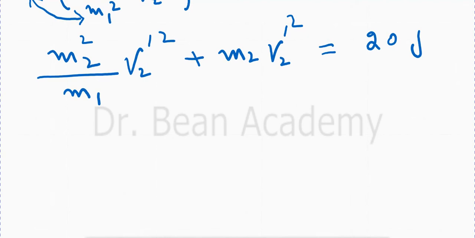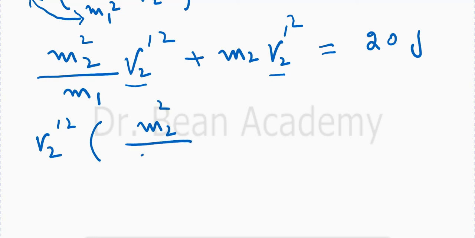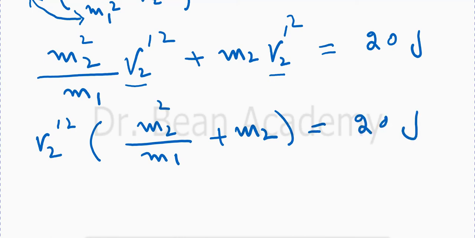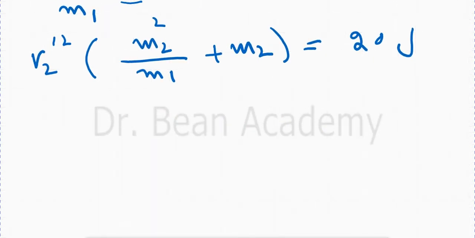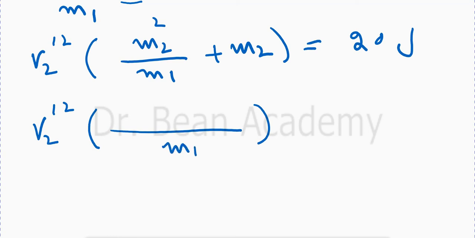Once again I will take v2 prime squared as common. It is m2 squared over m1 plus m2, equals 20 joules. Because I will isolate v2 prime squared, let me make it in a compact form so that I can easily do it. So it is m2 squared plus m1 m2, over m1. If you know basic algebra, you know how I am doing this.